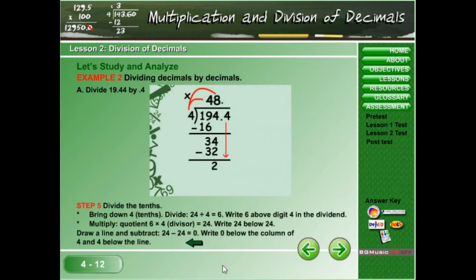Step 5. Divide the tenths. Bring down 4 tenths. Divide 24 divided by 4 equals 6. Write 6 above digit 4 in the dividend. Multiply. Quotient 6 times 4, the divisor, equals 24. Write 24 below 24. Draw a line and subtract. 24 minus 24 equals 0. Write 0 below the column of 4 and 4 below the line.